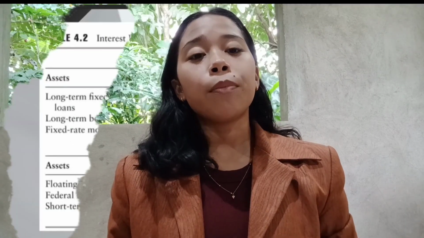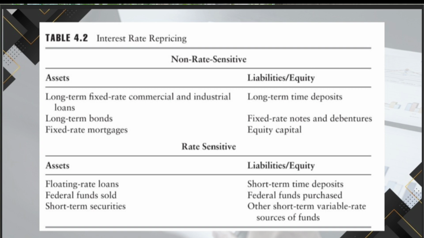Let's go back to rate-sensitive and non-rate sensitive assets and liabilities that are shown in Table 4.2. Table 4.2 categorizes financial assets and liabilities based on how sensitive their interest rates are to changes in market conditions. It's broken down into two sections, non-rate sensitive and rate sensitive. For non-rate sensitive, these assets and liabilities have interest rates that don't change frequently or are fixed for a longer period. This means their value is less affected by short-term interest rate fluctuations. Examples include long-term fixed-rate loans, long-term bonds, fixed-rate mortgages, long-term time deposits, fixed-rate notes and debentures, and equity capital.